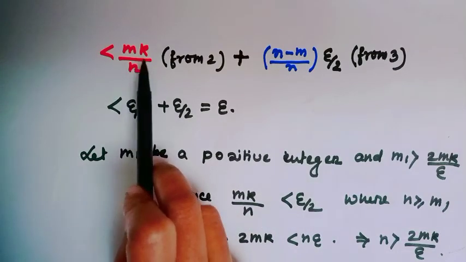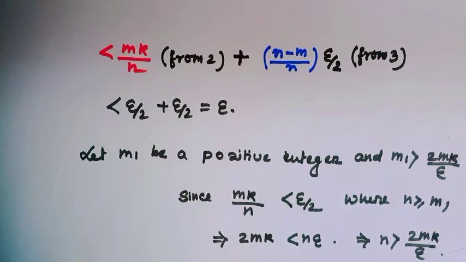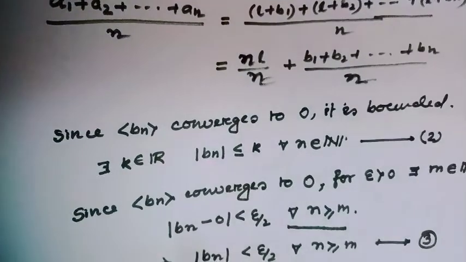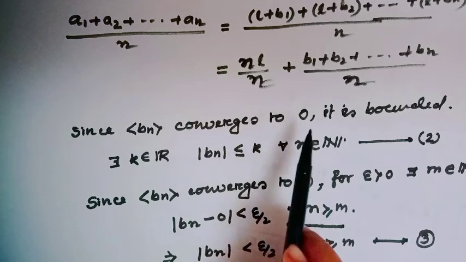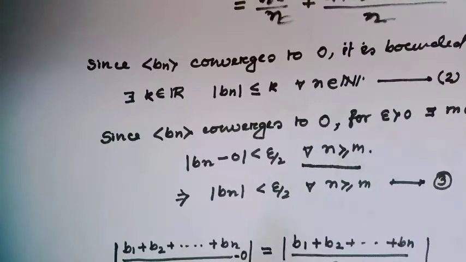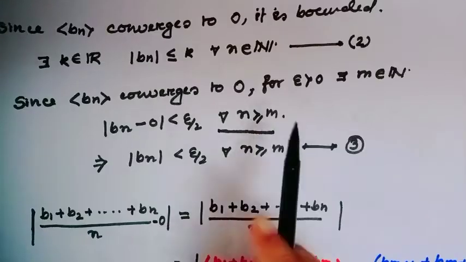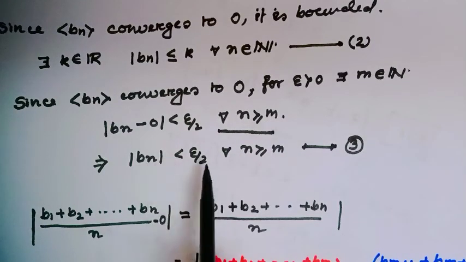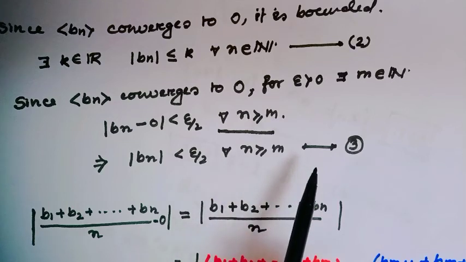Since mk over n is less than epsilon over 2, if we multiply, then we get 2mk less than n epsilon, that implies n is greater than 2mk over epsilon. Okay? And recall, since bn converges to 0, there exists an m such that the absolute value of bn is less than epsilon over 2 for all n greater than or equal to m.